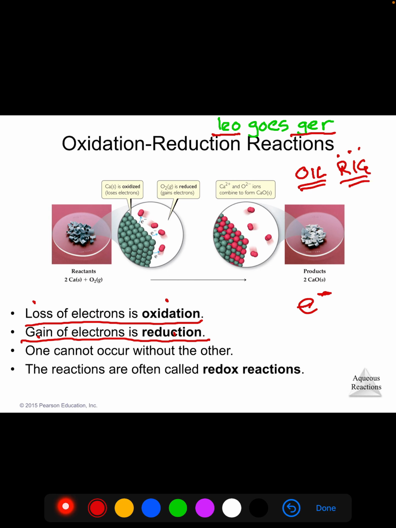Now, here's another thing I hear a lot of people say. For example, when you see that rusty iron, you can say the iron is oxidized, or it's undergone an oxidation, but you can't say that's an oxidation reaction, because you cannot have one without another.